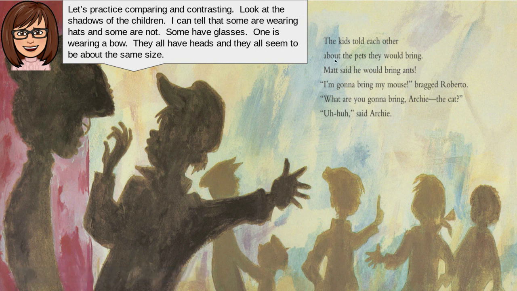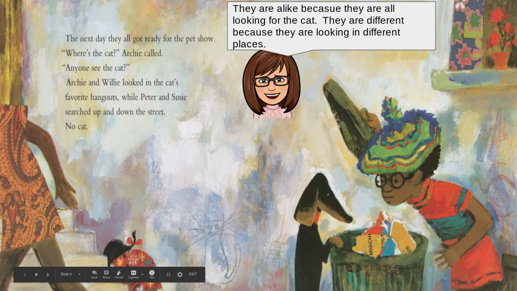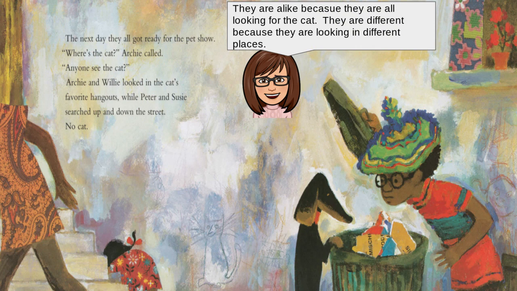The kids told each other about the pets they would bring. Matt said he would bring ants. "I'm gonna bring my mouse," bragged Roberto. "What are you going to bring, Archie?" "The cat," said Archie. The next day, they all got ready for the pet show. "Where's the cat?" Archie called. "Anyone seen the cat?" Archie and Willie looked at the cat's favorite hangouts while Peter and Susie searched up and down the street. No cat.